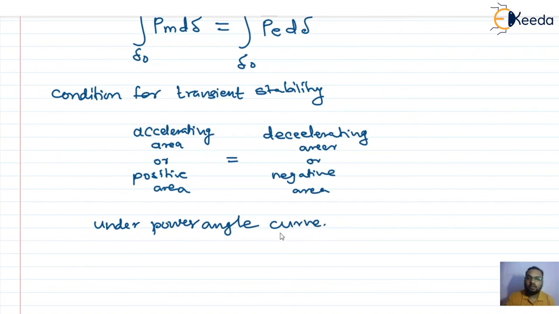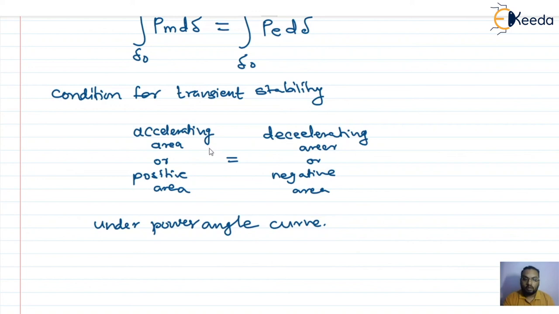If we get this condition on the power angle curve, that is, the areas come out equal, then from this we get the name equal area criterion. If these two areas are equal, then we can say that the system is stable for transient stability, or that the system is stable for large disturbances.